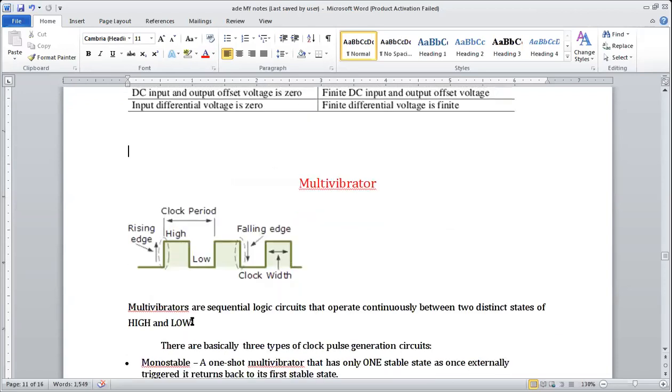Okay. So next I will continue with the multivibrators.